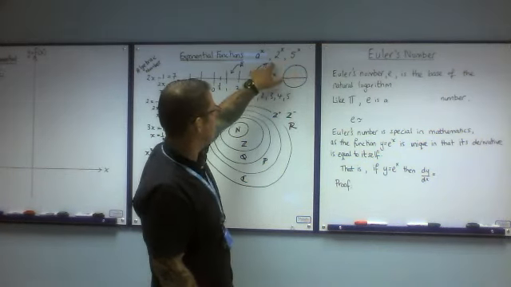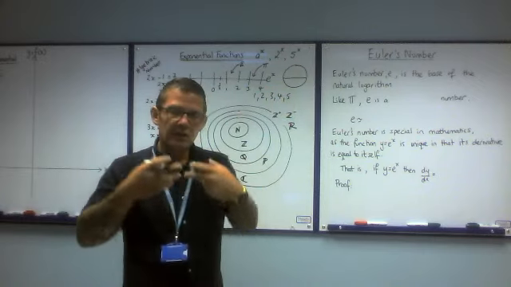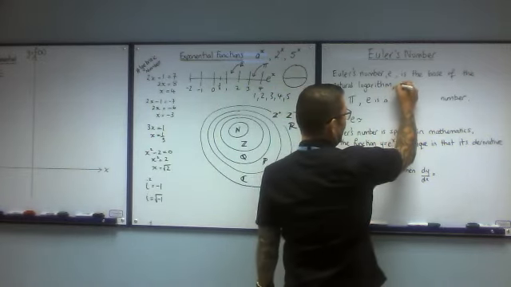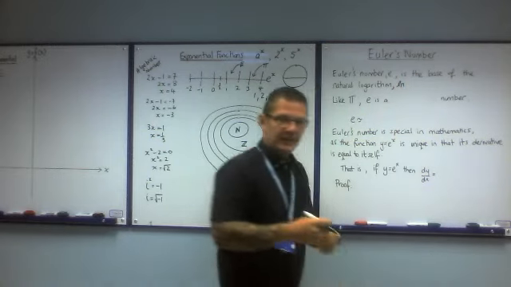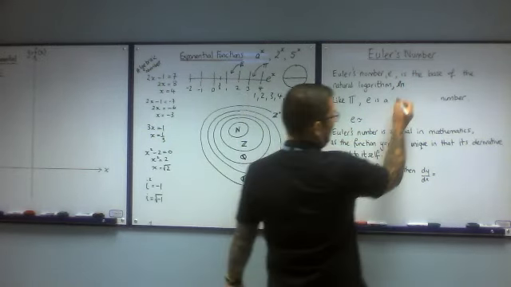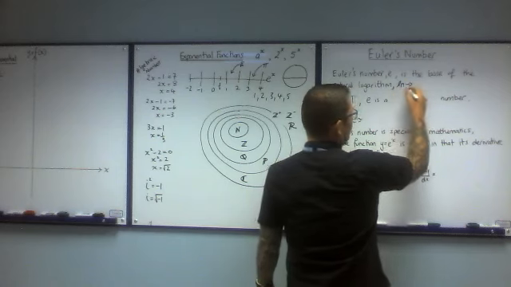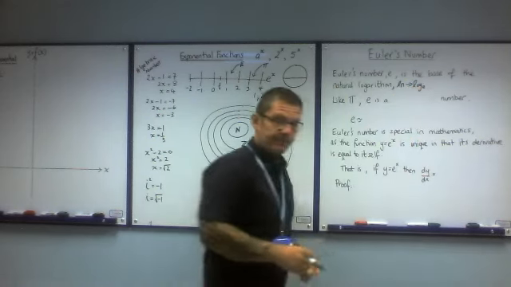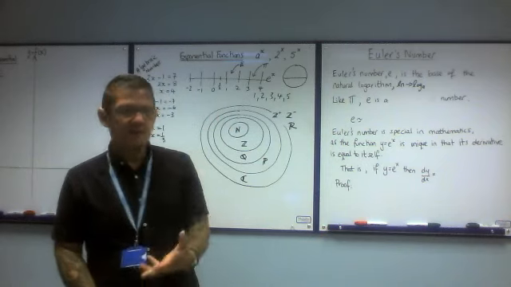You've got the base 2, you've got the base 5. Well, e is the base of the natural logarithm, and we write that on the calculator as ln. What that basically means is ln just means log base e. So e is the base of the natural logarithm.